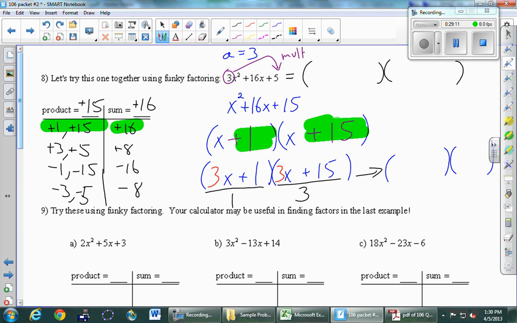And then I think we just have to write it down. When I divide by 1, it's unaffected. So that's still 3x plus 1. Divide both of those terms by 3. What do we get? x plus 5. That's the answer. Yeah, 1x plus 5 is fine. So 3x plus 1 times x plus 5.